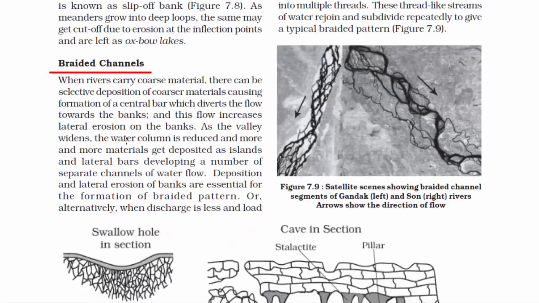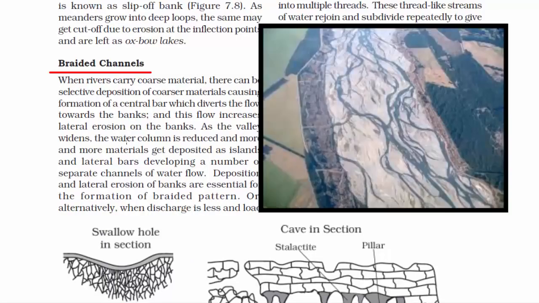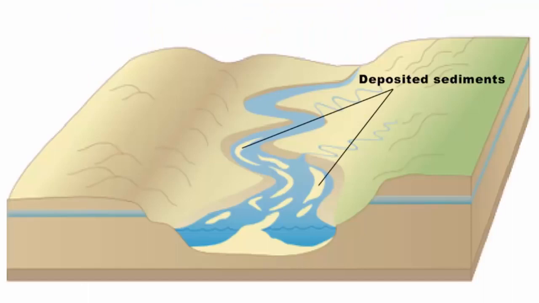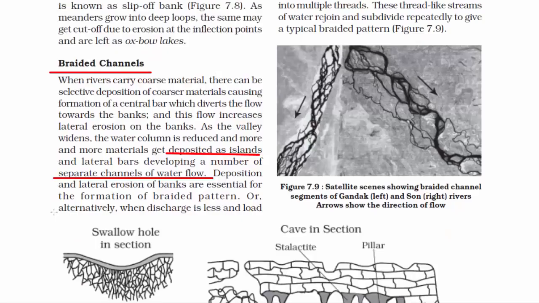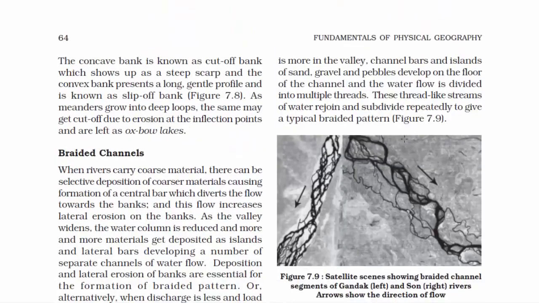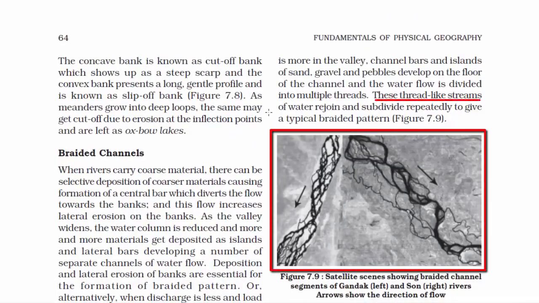Now girls have this hairstyle called a braided hairstyle. It totally resembles how a braided channel flows. This is what a braided channel looks like. When a straight flowing river diverts its flow, lateral erosion takes place. Due to that, sediments get deposited that form these tiny islands. And these tiny temporary islands create a number of water channels, which form a braided pattern. So basically the water flow is divided into multiple threads. These threads, like streams of water, rejoin and subdivide repeatedly to give a typical braided pattern.